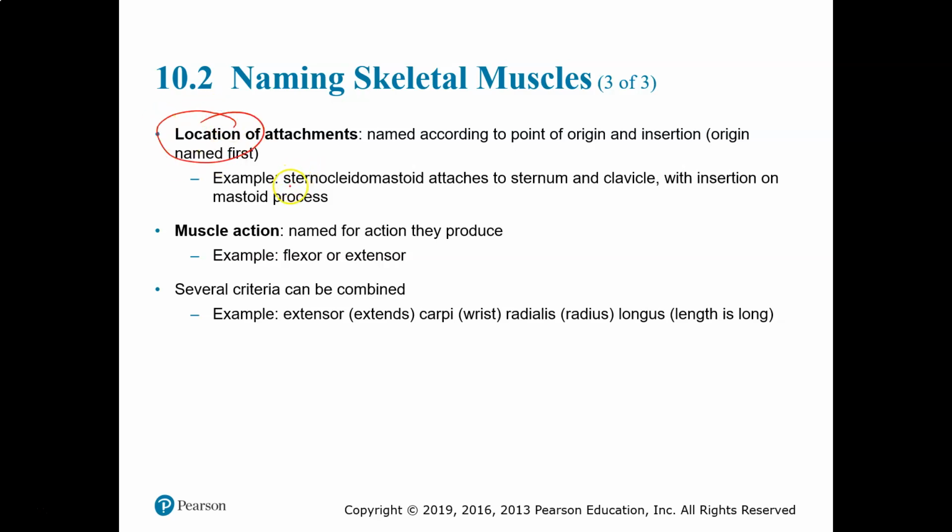This is my favorite muscle right here, the sternocleidomastoid. The sternocleidomastoid has 3 attachments. The sterno, of course, means sternum. Cleido refers to clavicle. So it attaches to the sternum and the clavicle. The sternum and the clavicle would be called the origin, because the origin is named first. And the insertion is the mastoid process of the temporal bone.